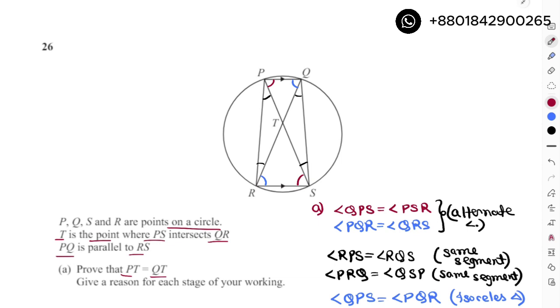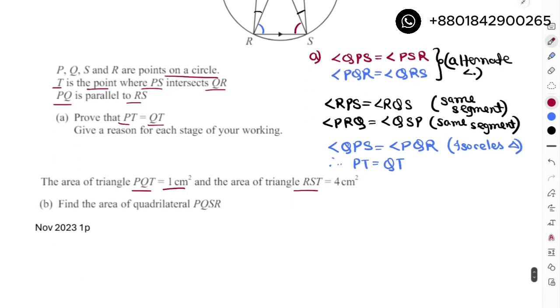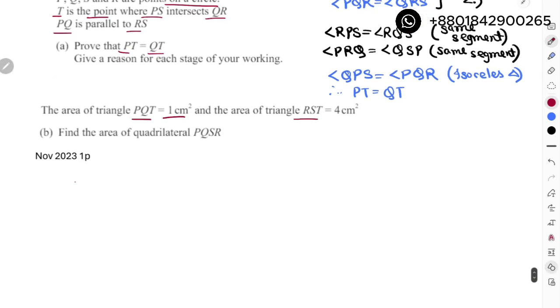If I can find out the ratio of PT and TS using the similarity concept, then we have PT, QT, and yeah, we can use this process. First, I'm going to use that PQT and then RQS, or RST, they are equal.